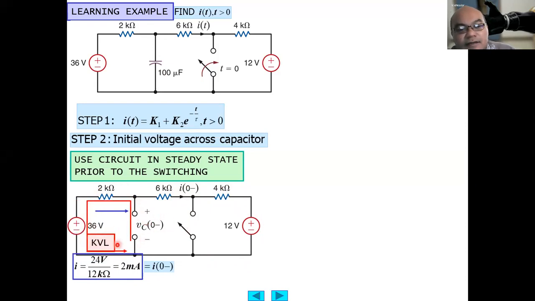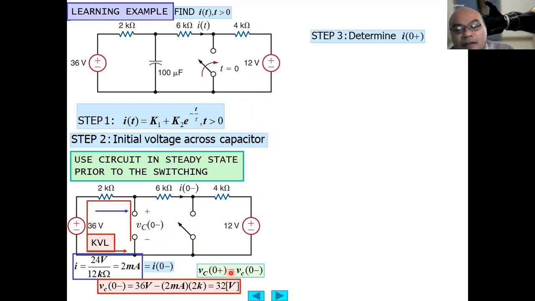Using KVL here, we calculate VC equals 36 volt minus 2 kilo ohm times the current. 36 volt minus 2 milliampere times 2 kilo ohm, which is 4 volt. 36 minus 4 equals 32 volt. The VC here equals 32 volt, the steady state before the switch is turned on.